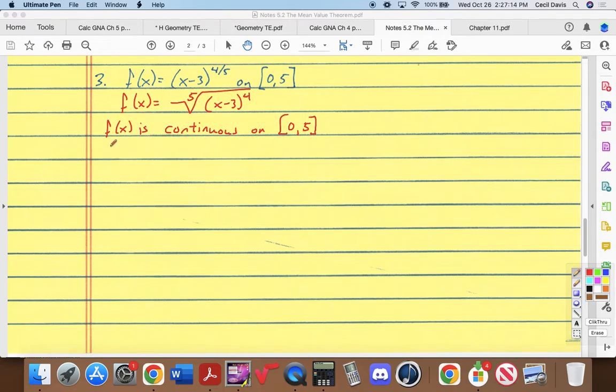Well, now let's take the derivative. f prime of x would be 4/5 times x minus 3 to the negative 1/5. Let's write that in root notation. Maybe that'll make it easier to see that there's a problem here. So this would be the fifth root of x minus 3. Sorry, that is a 5 in the root index. I kind of squeezed it in there.